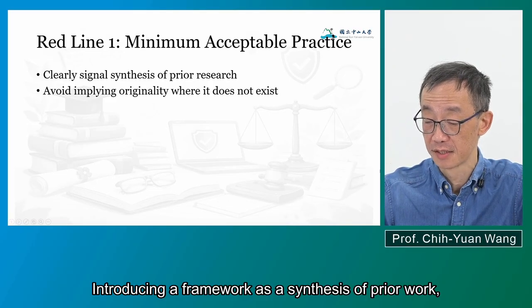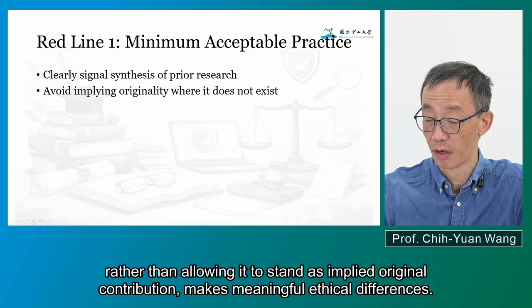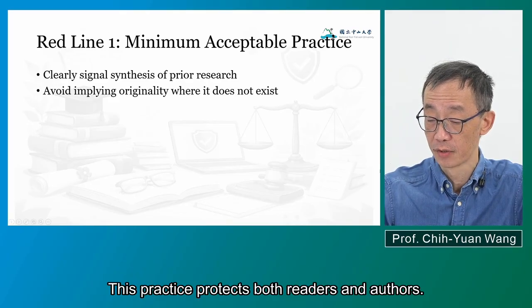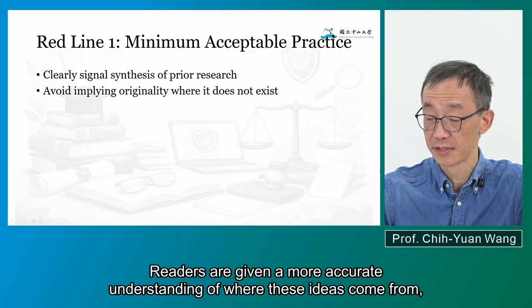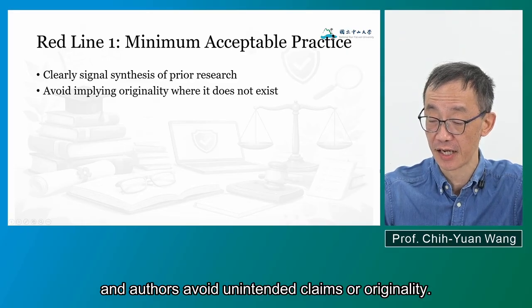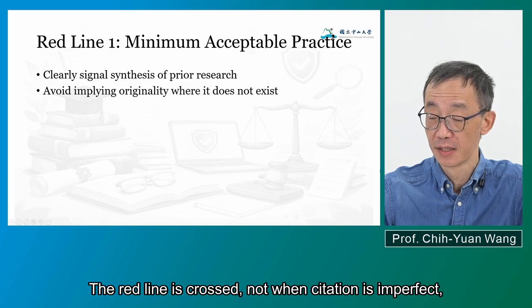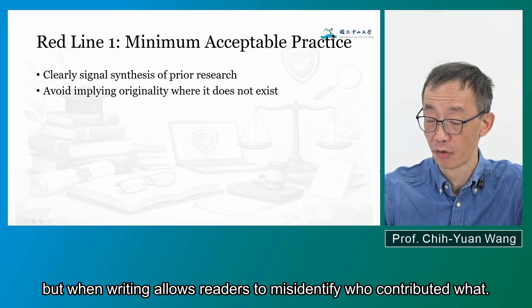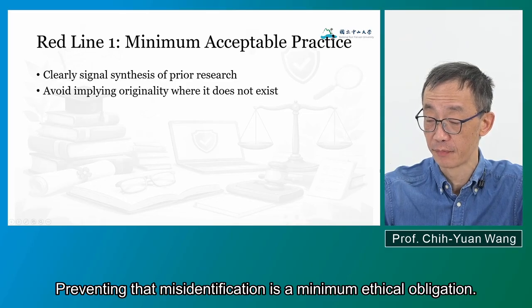Introducing a framework as a synthesis of prior work, rather than allowing it to stand as an implied original contribution, makes a meaningful ethical difference. This practice protects both readers and authors. Readers are given a more accurate understanding of where these ideas come from, and authors avoid unintended claims of originality. The red line is crossed not when citation is imperfect, but when writing allows readers to misidentify who contributed what. Preventing that misidentification is a minimal ethical obligation.